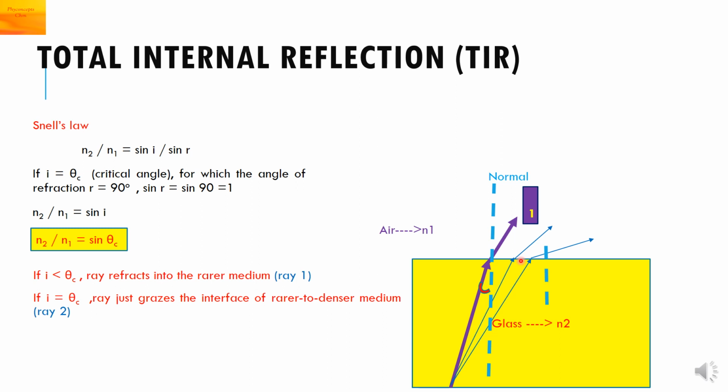If I is equal to theta c, then the ray just grazes the interface of the rarer and denser medium. That is shown by this black ray. So here the angle of incidence is equal to theta c, and the ray is going just along the interface. This is ray 2.